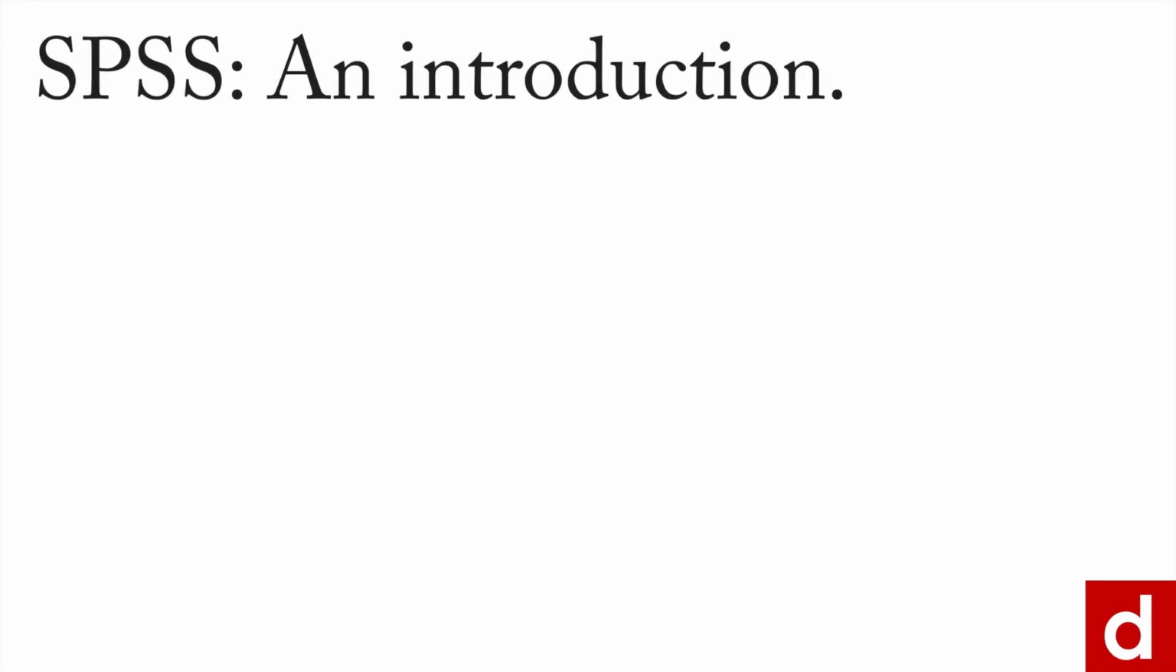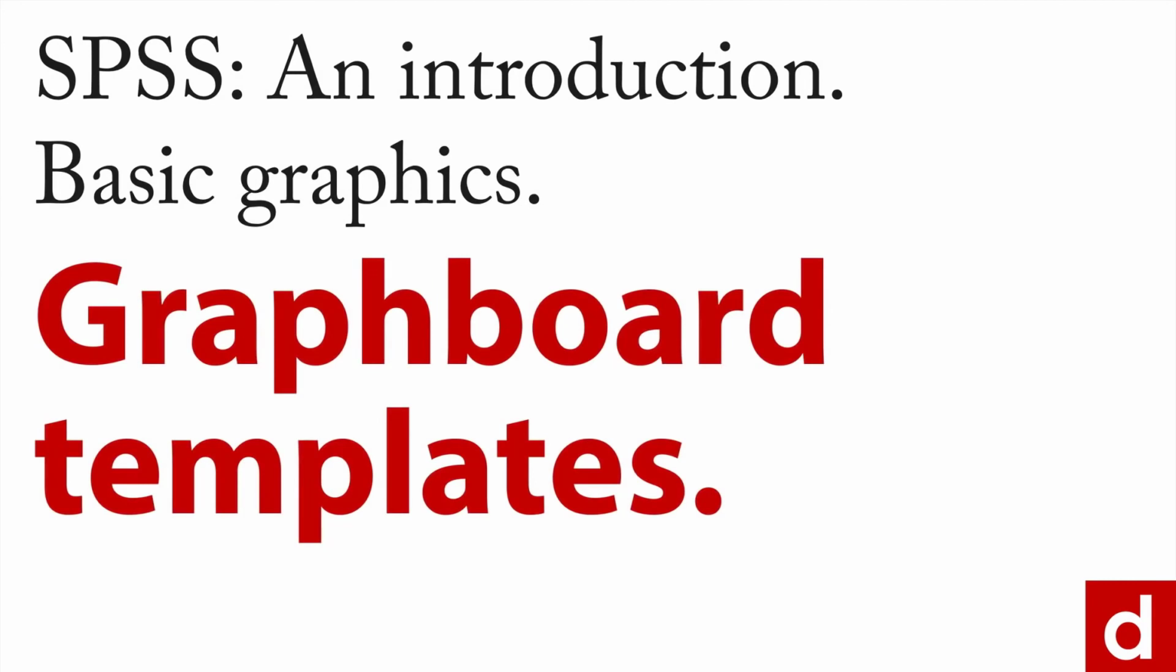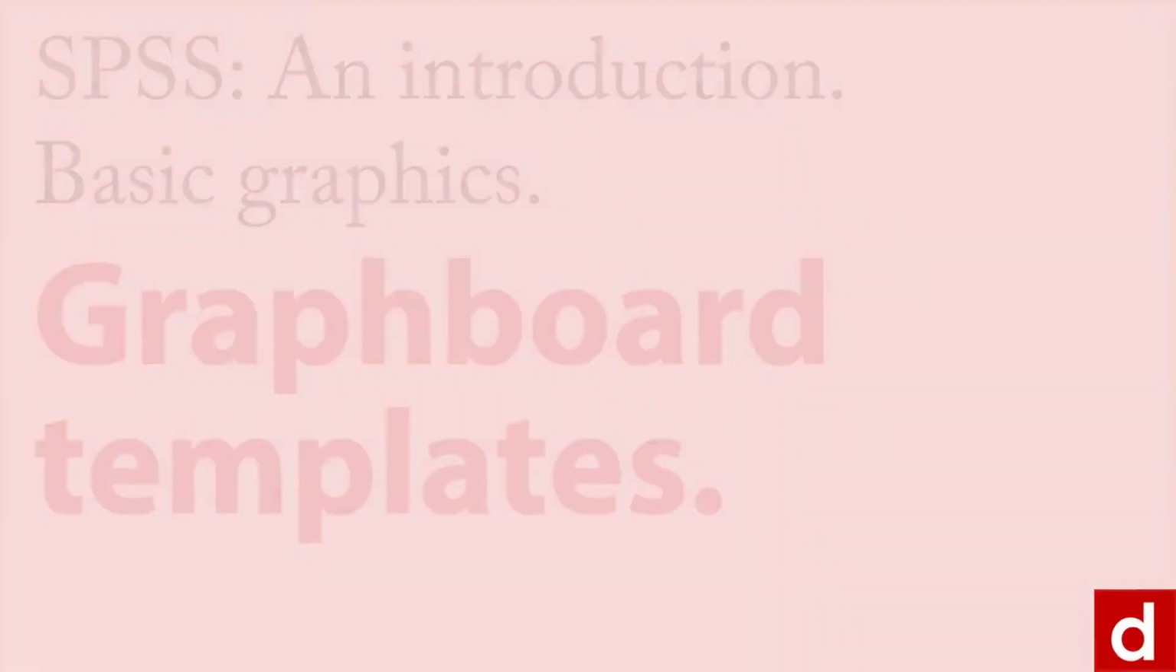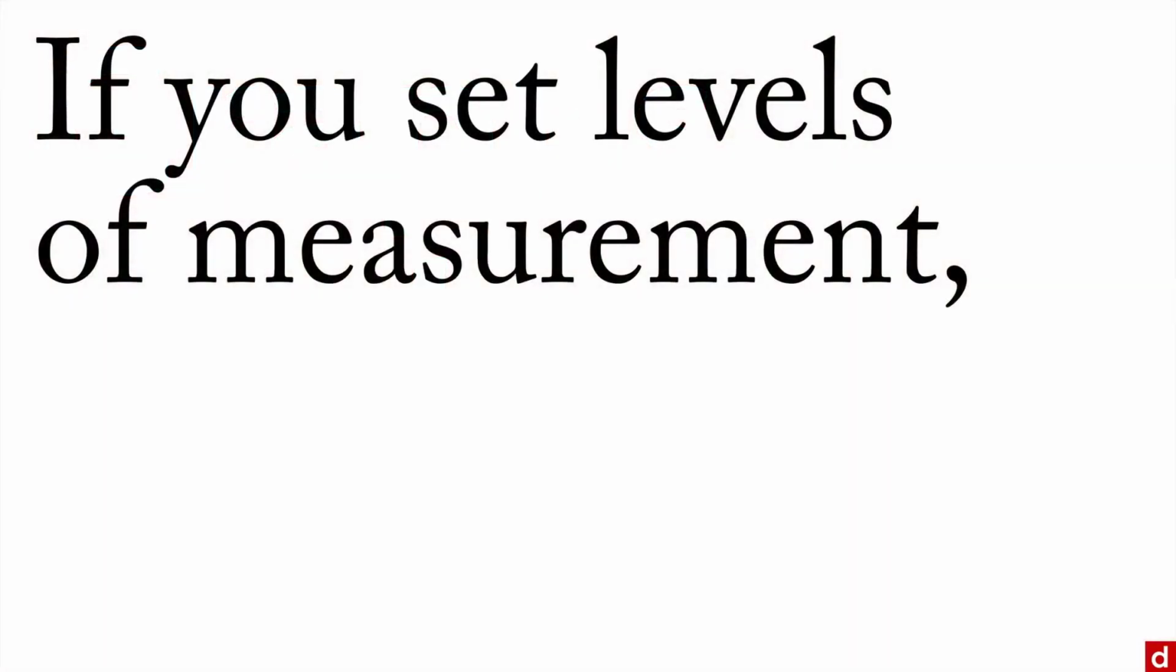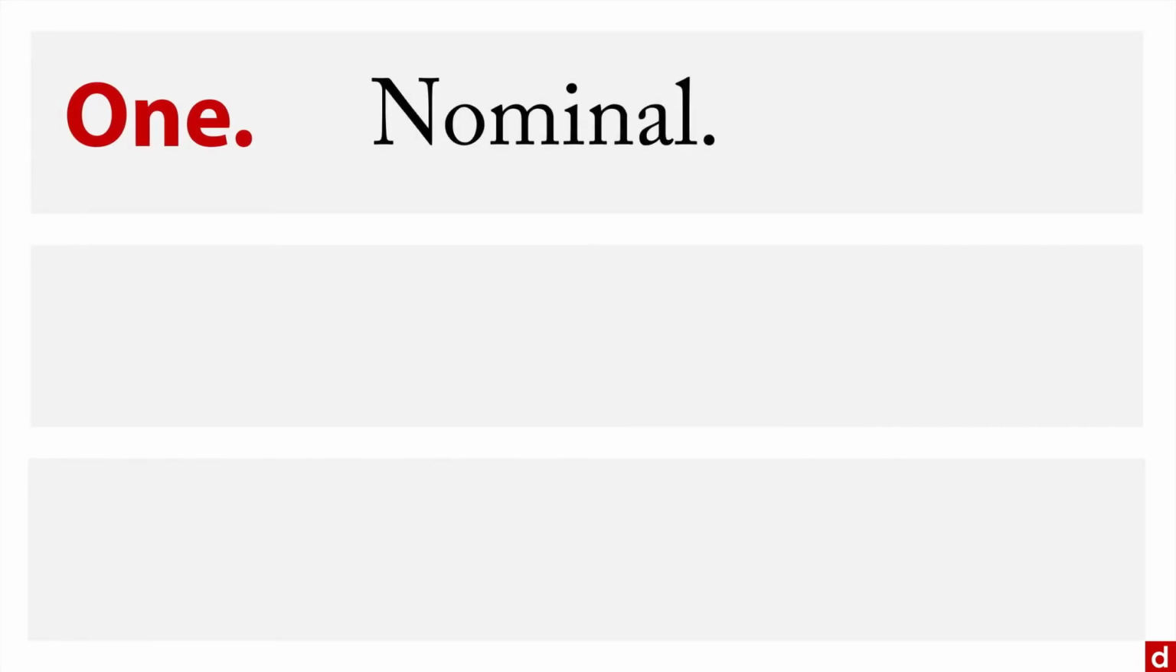Our next step in SPSS in Introduction is to look at basic graphics because those are always a good first step in analysis. And the easiest way to do that in SPSS is with something called Graphboard templates. Really, you can just think of these as graphs made easy. The idea here is that if you set the levels of measurement in SPSS, then SPSS can suggest graphs that would be appropriate for those variables. Now, in terms of level of measurement, remember, SPSS uses three. Number one is nominal for different categories.